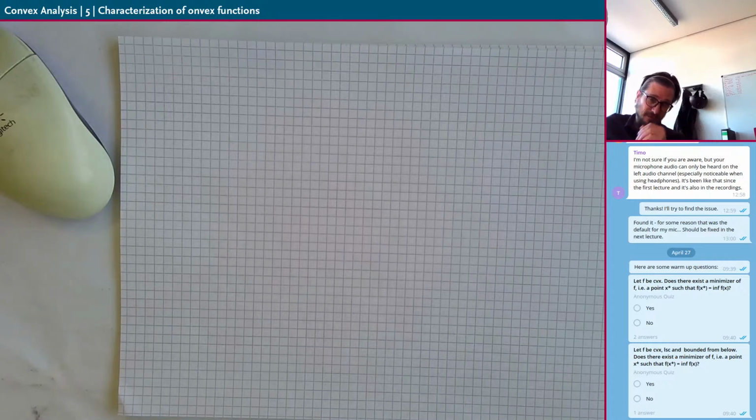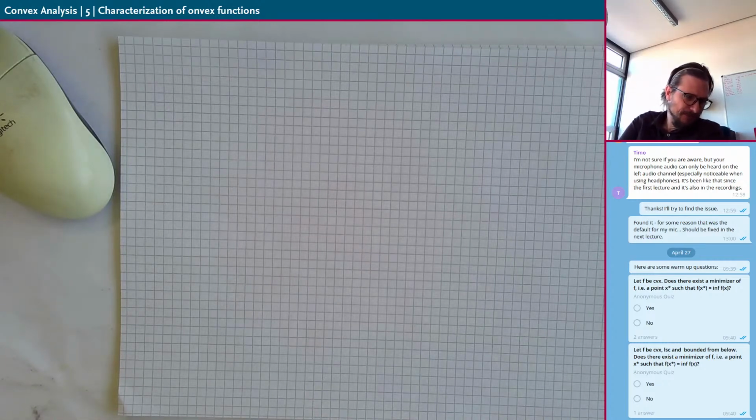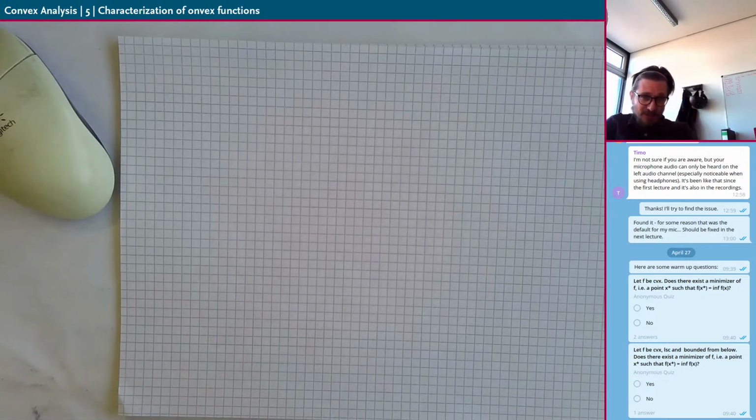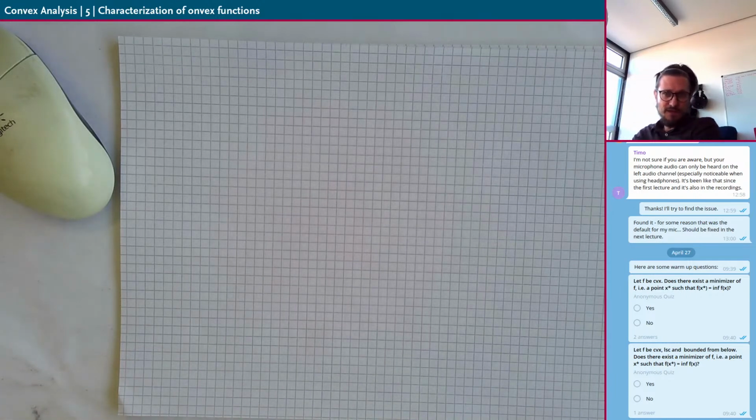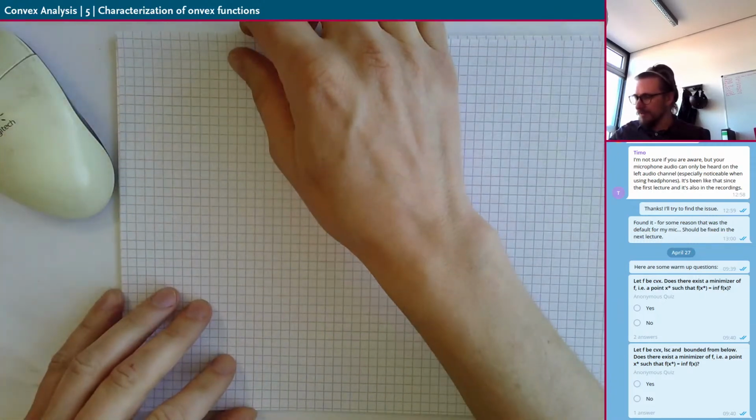So a function is convex, and we come to that today, if and only if the epigraph is a convex set, and the function is lower semi-continuous if and only if the epigraph is a closed set. Okay, so these are the important things from last time.